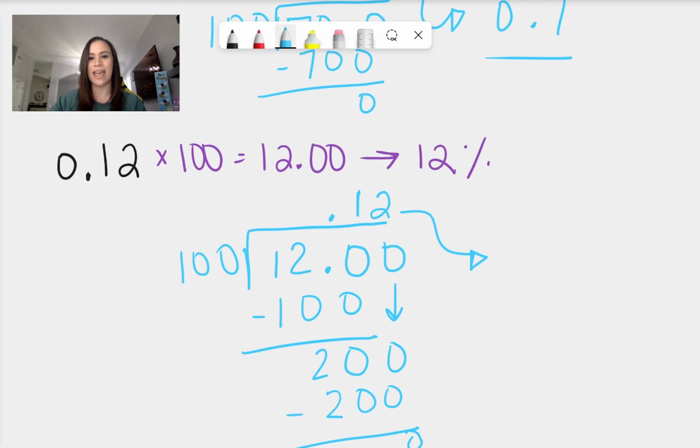So in this case, we now brought it back to 0.12. And I just simply put the 0 here as a filler. That way you can see that we have that decimal place there. And we have it where it equals our original problem, which was 0.12.